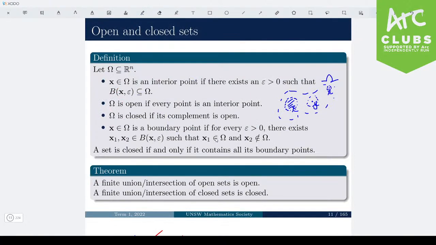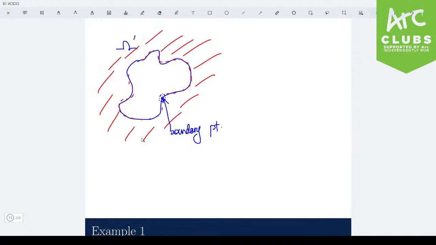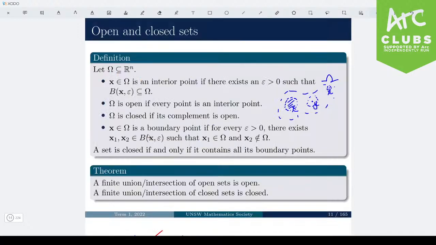All right. A set is closed if and only if it contains all its boundary points. I also just mentioned that. Basically, if your entire set has closed lines or thick lines on the perimeter rather than dotted lines, it's a closed set. Okay, and two useful theorems are that a finite union or intersection of open sets is still open, and a finite union or intersection of closed sets is still closed.